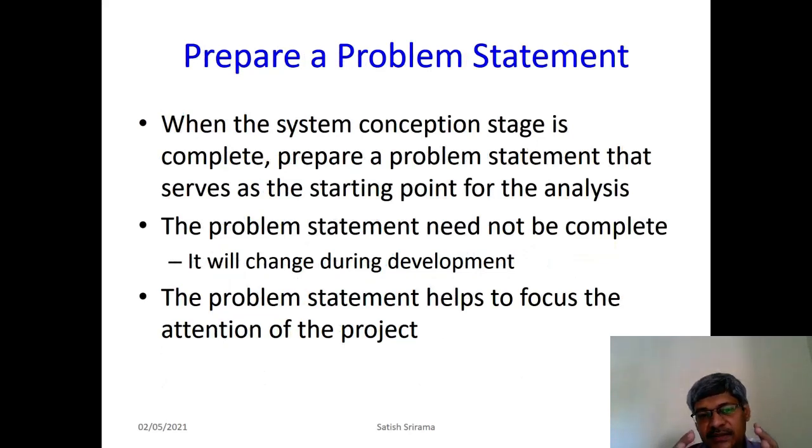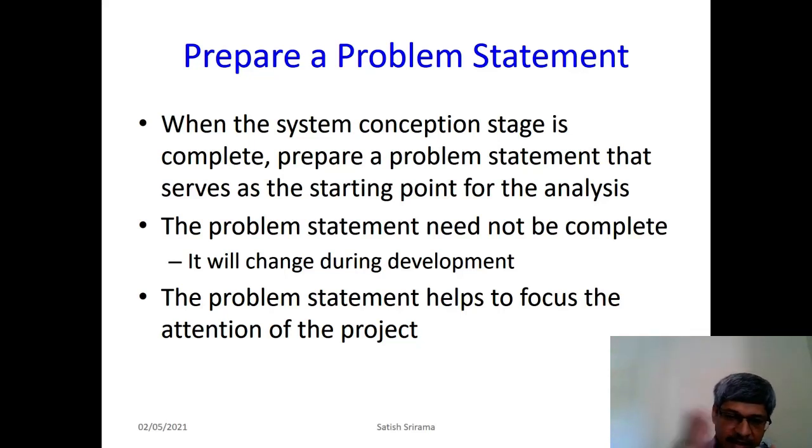So when the system conception stage is complete, you have to prepare a problem statement. The problem statement serves as the starting point for the analysis. It need not be complete; it will change during the development, during the next stages, during the analysis and then design, etc.